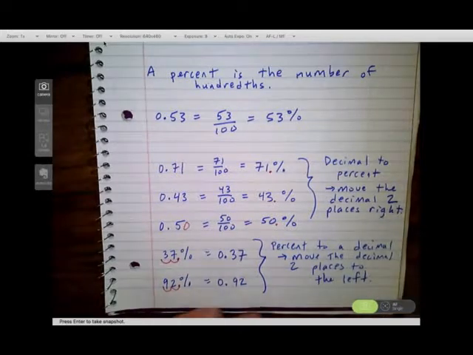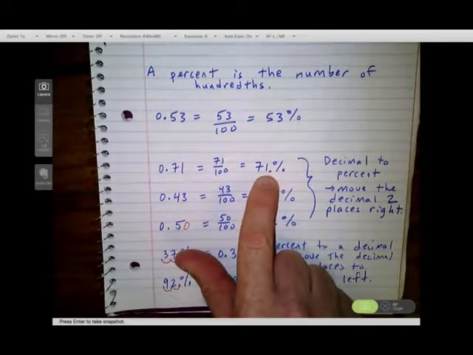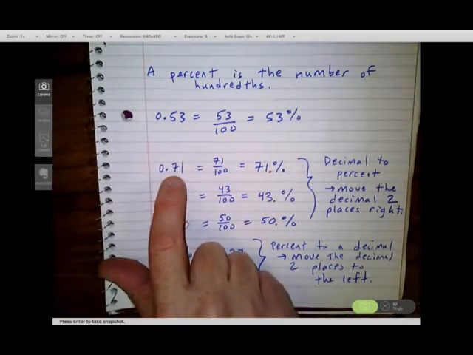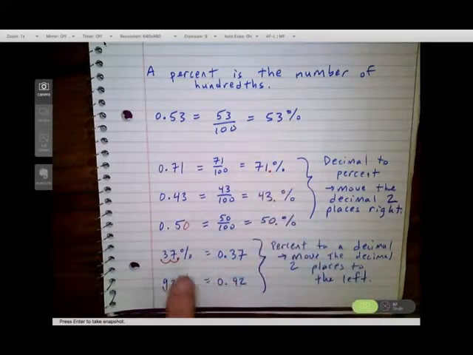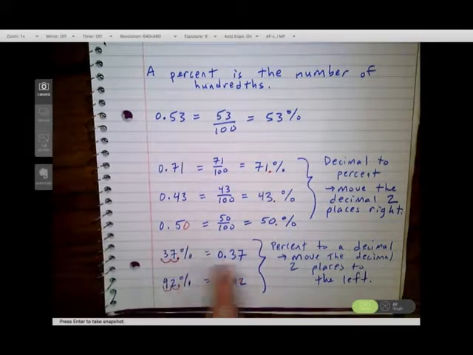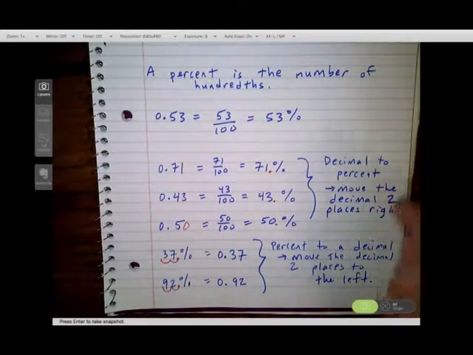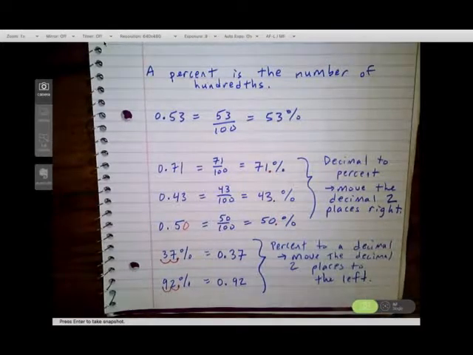Alright, and that's really all you need to do for your first assignment. So one more time, a percent, there's the percent, is really the number of hundredths. So to go from a decimal to a percent, we go 2 places to the right. And to go from a percent to a decimal, we go 2 places to the left. Alright, one more time. Decimal to percent, 2 places to the right. Percent to decimal, 2 places to the left.